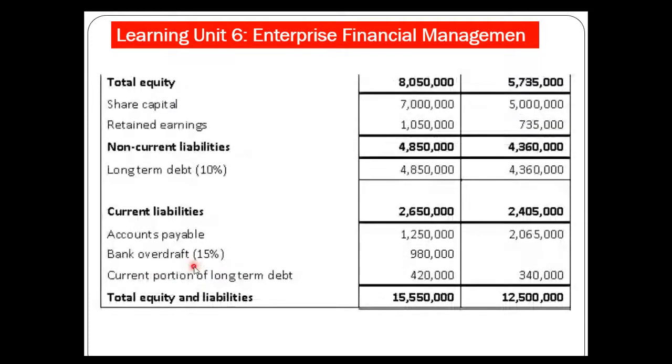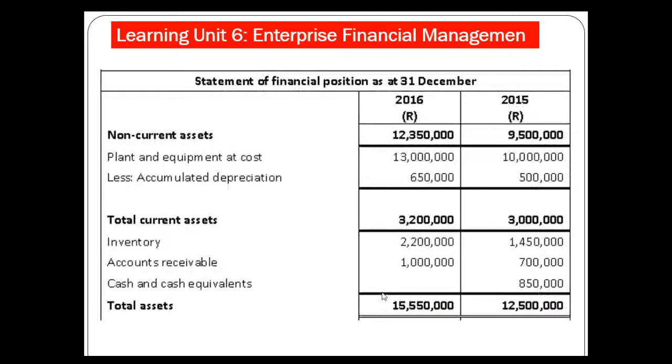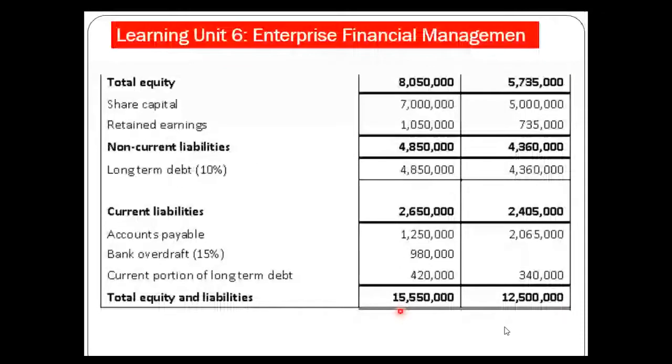Now, this is the other section for the statement of financial position. As you can see, we've got the total equity, we've got non-current liabilities, we've got the current liabilities. Remember, the total equity and liabilities must be the same as the total assets. Can you see? So the total assets are always the same as total liabilities, like equity and liabilities. So you must understand this layout.